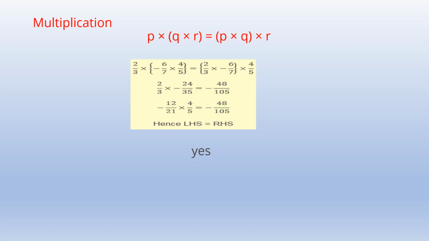Next we have multiplication. You will find that for P, Q, R different rational numbers, this property is going to come true. So LHS is equal to RHS, and hence the answer will be yes.